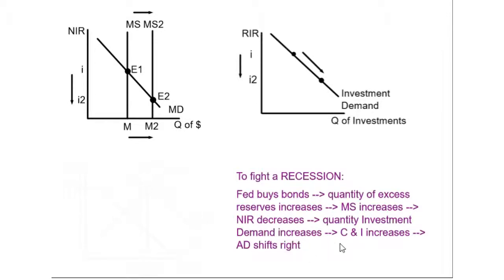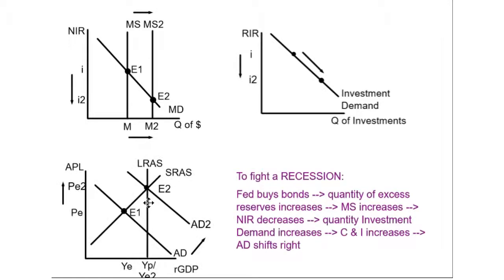Now, before we draw the AD-AS model, it's important to look back at the top here. We started with a recession, which means when you draw the model, E1 should be a recessionary gap. So you can see that it's starting over to the left of long run. It's less than our potential. So we're currently over here in the recession, but when investment spending goes up, because the quantity of investment demand increases, AD shifts to the right, it gets us out of the recession.